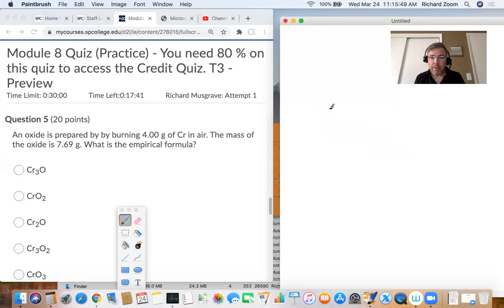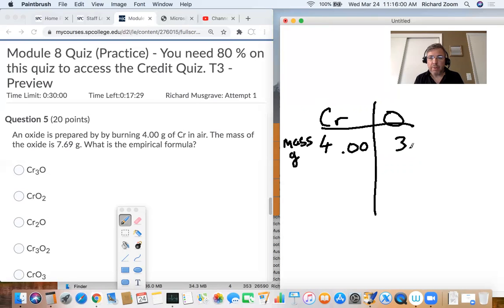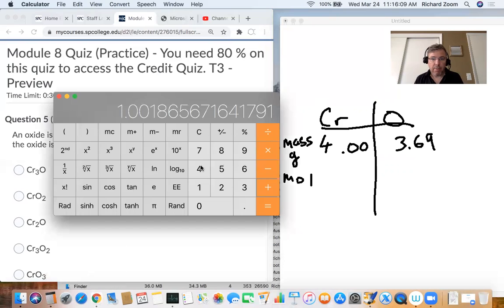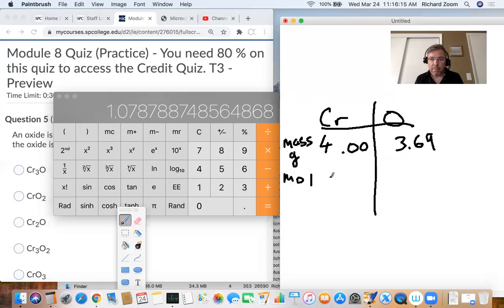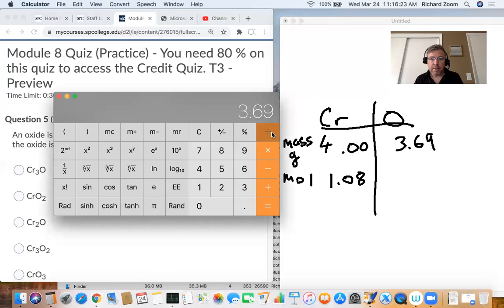So when I'm doing my table here, I do chromium, I'll do oxygen. The chromium is still 4.00 grams, so that's the mass. The oxygen is 3.69 grams. The moles, so I'll just do some quick math here. 4 divided by 52, that's the atomic mass of chromium, 1.08. And for oxygen, 3.69 divided by 16. And that's 0.23.